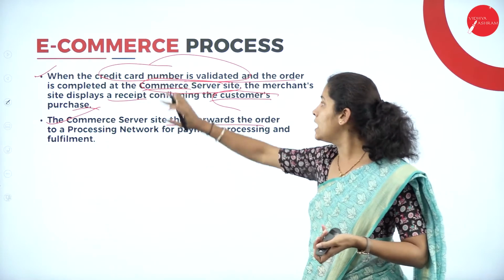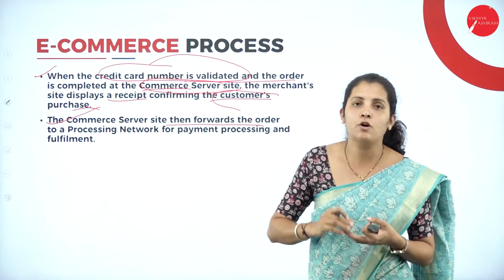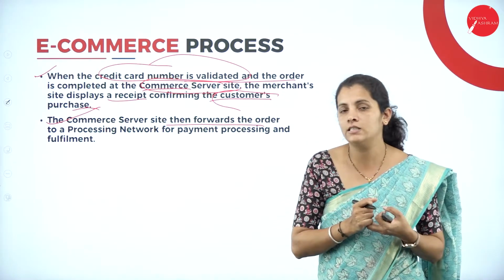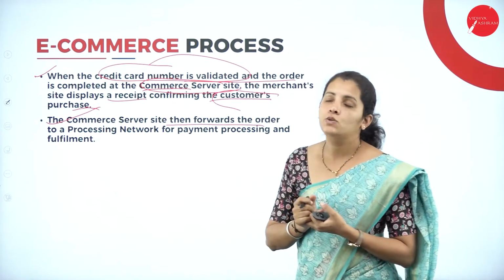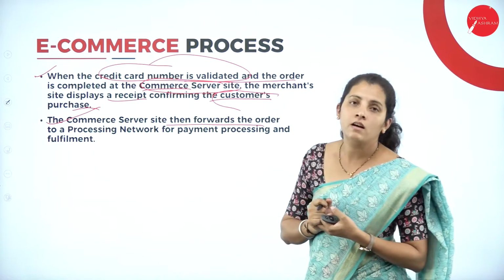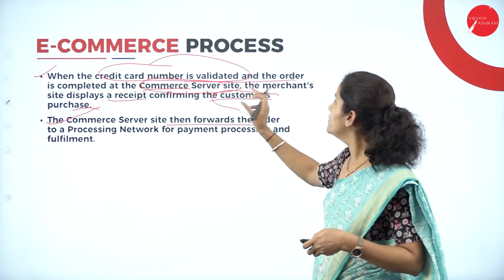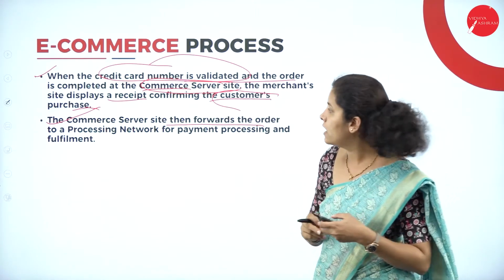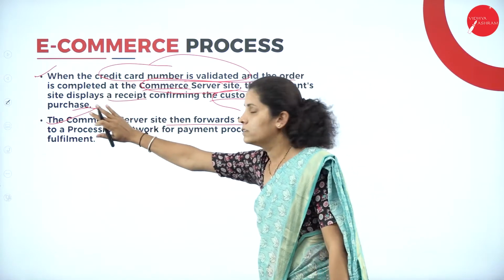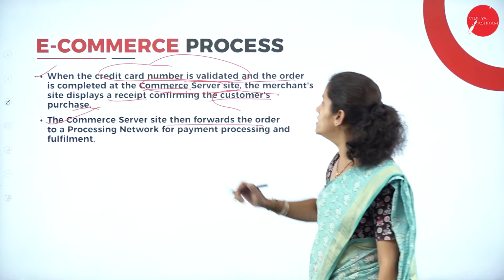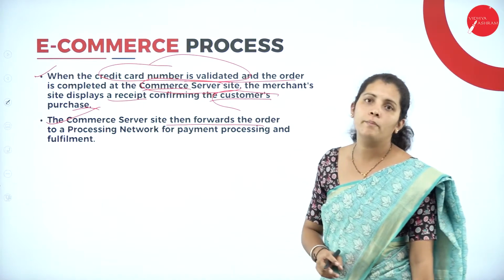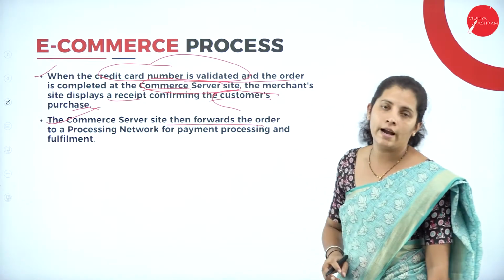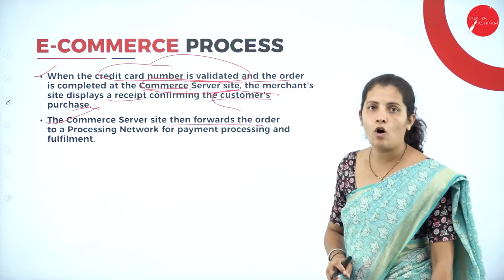Once the credit card number is validated, meaning all the payment procedure is done, the merchant site is going to display the confirming receipt of the customer's purchase, and the commerce server site then forwards the order to the processing network for payment, processing and fulfillment of the order.